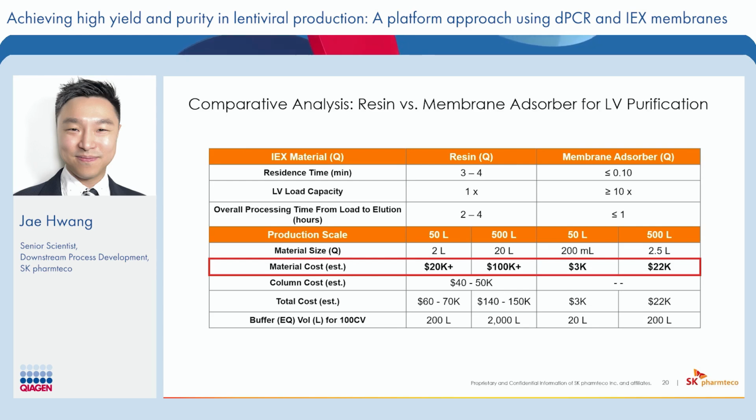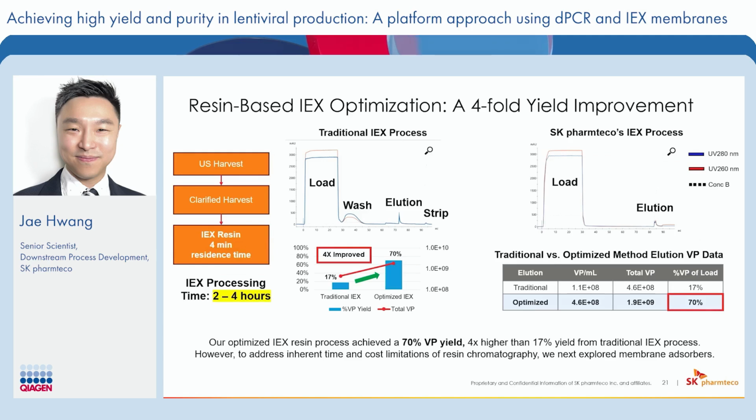First, we tested our current process over the traditional process using commercially available anion exchange resin. When we tested these two methods using a pre-packed IEX column, the traditional process yielded only 17%, whereas our improved method achieved a 70% yield, representing a fourfold enhancement using a pre-packed IEX column. While this data was highly promising, we further tested our optimized process using membrane absorbers to reduce overall processing time and the material cost.